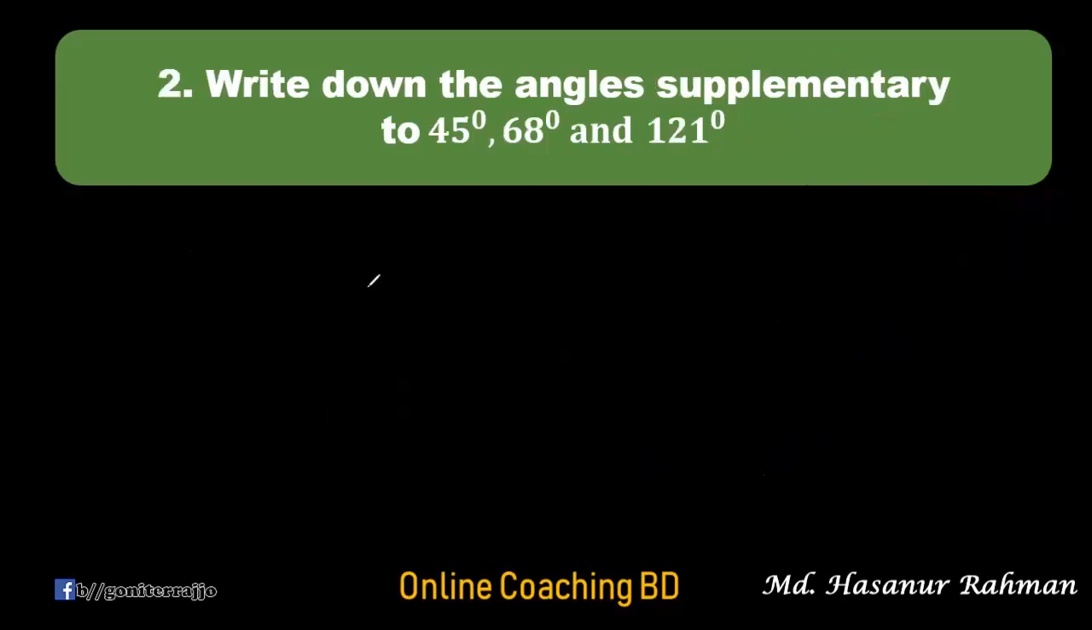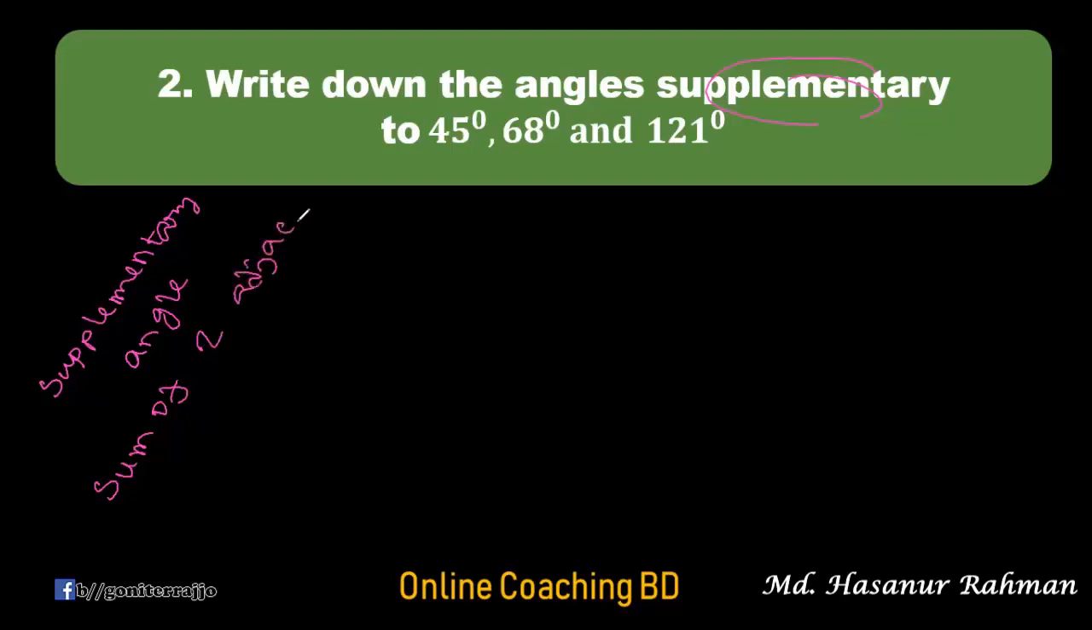Now number 2. Number 2 says write down the angles supplementary to 45 degree, 68 degree and 121 degree. Now we have to understand what is supplementary. Supplementary angle and complementary angle have a similar definition but a little bit different. In a complementary angle, the sum of two angles should be 90 degree. But in a supplementary angle, the sum of two angles will be 180 degree. It will be better if I write it this way: the sum of two adjacent angles is 180 degree. That is called a supplementary angle.